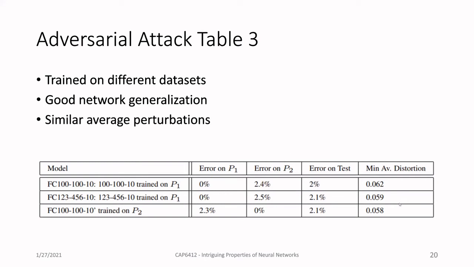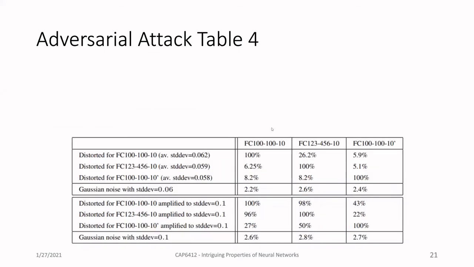And then the last column here is the minimum average distortion, the minimum average distortion required to completely fool these networks. These are also similar, so we can say that all these networks are consistent with these numbers. The next experiment here is that we're trying to generate adversarial samples on one network and then test them on a different network.